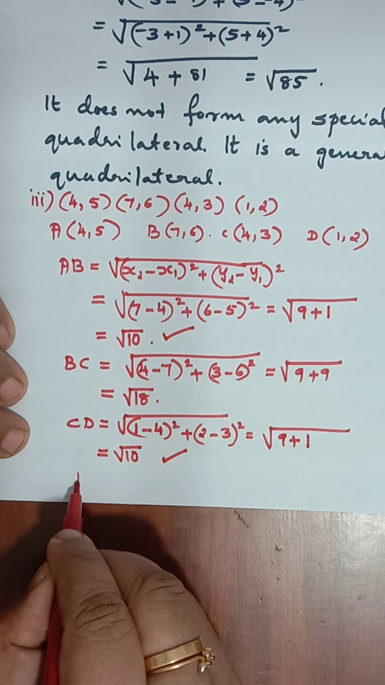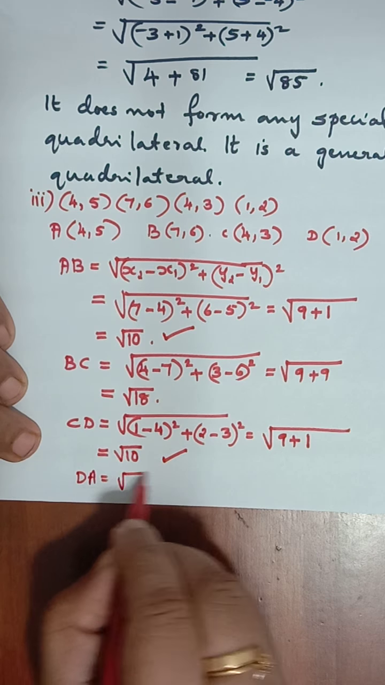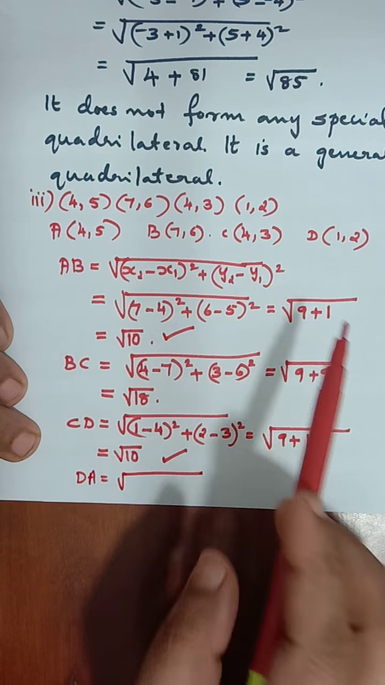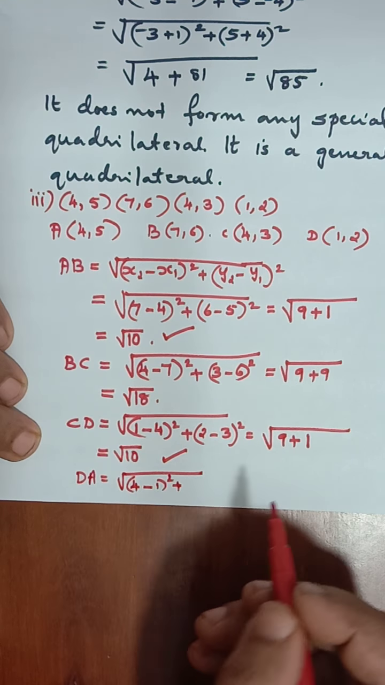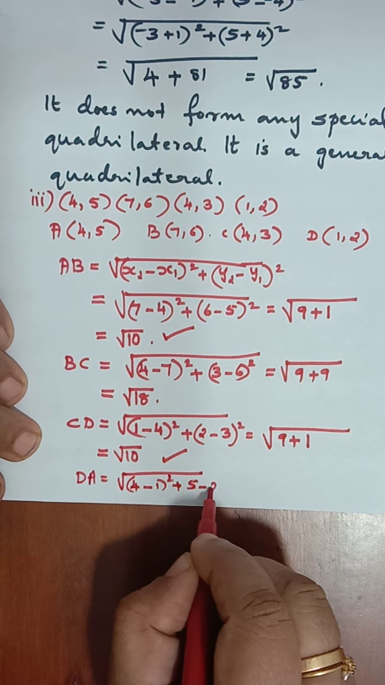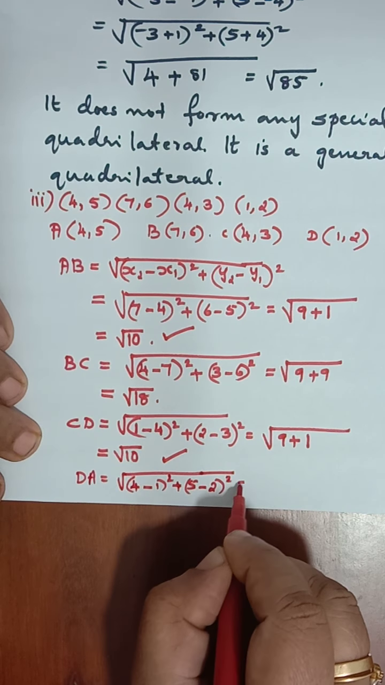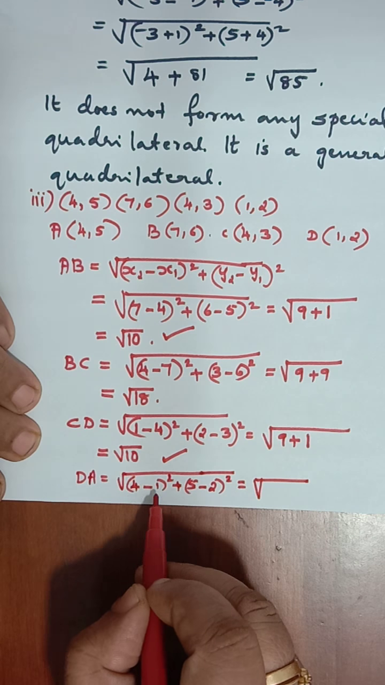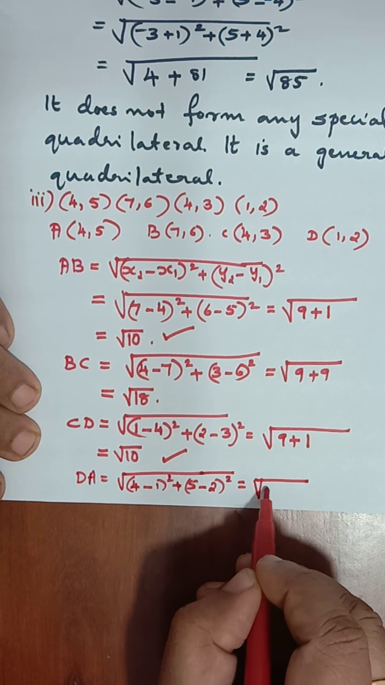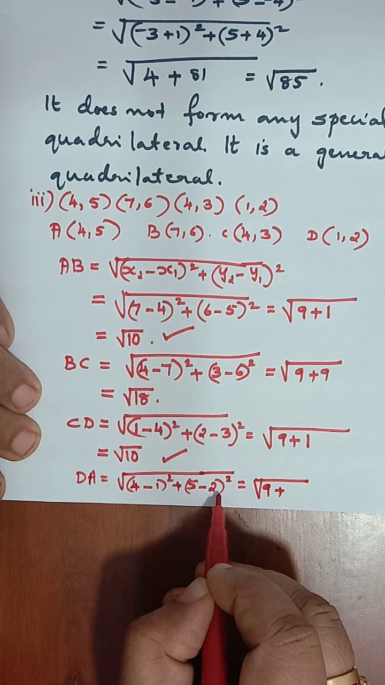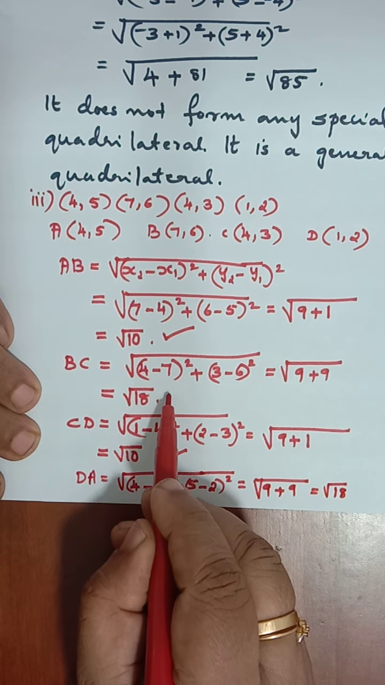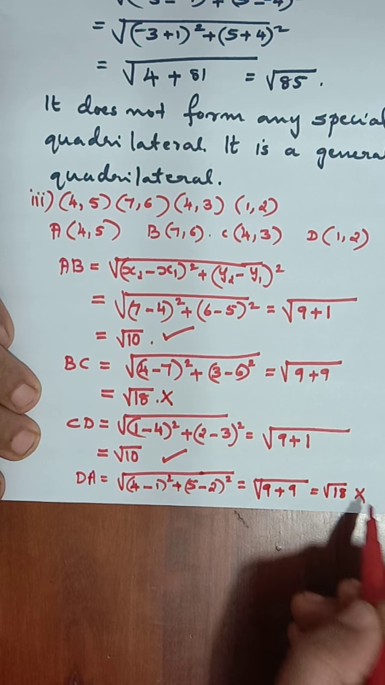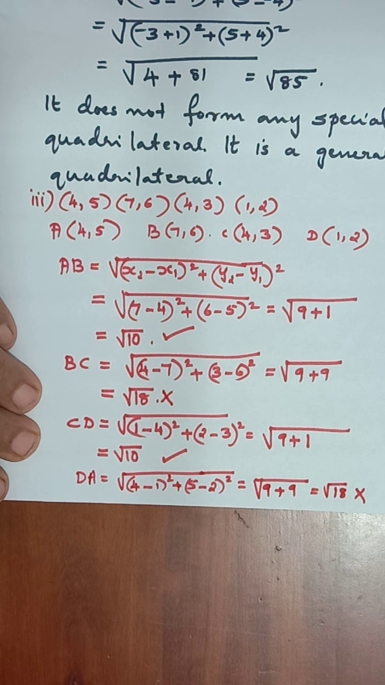DA is equal to square root of x2 minus x1 whole square plus y2 minus y1 whole square. This is equal to square root of 4 minus 1 is 3. 3 square is 9, plus 5 minus 2 is 3, again 3 square is 9. It is root 18. So look at this, root 18 and root 18, it is the same. That means both the pair of opposite sides are equal.